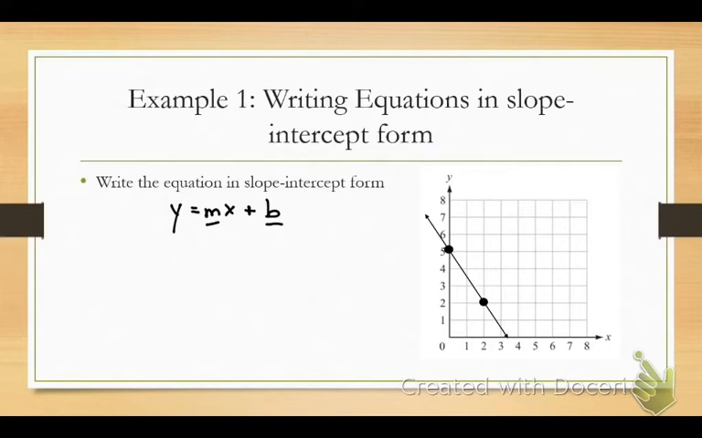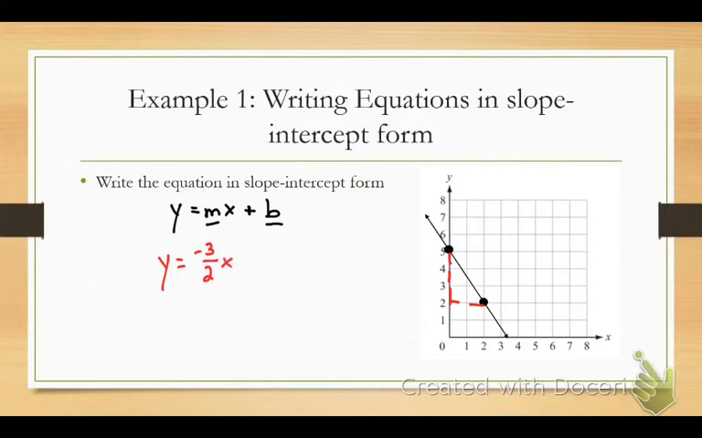So can you figure out your slope from this graph? Can you count rise over run between the 2 points? Do you guys remember doing that? Okay, so let's count our rise over run to figure out m. We are going down 1, 2, 3. And how many do we run? 1, 2. So y equals negative 3 over 2x.